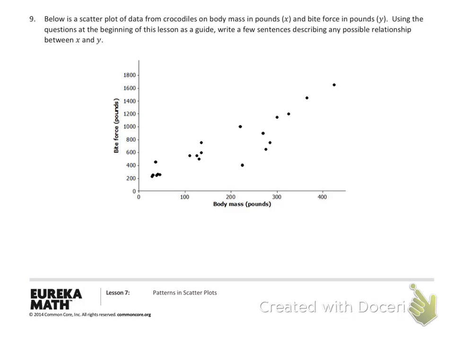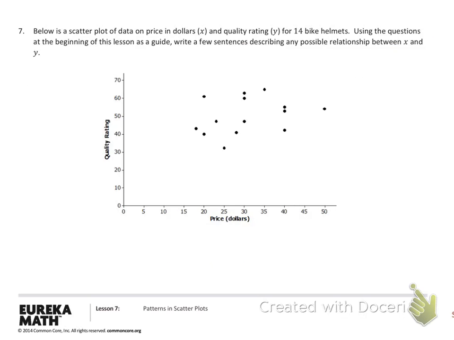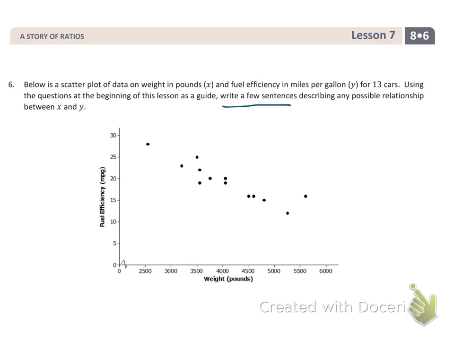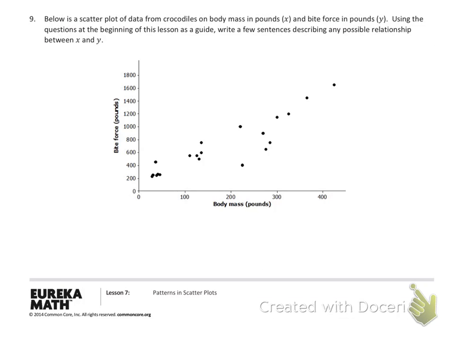And again, remember, another thing you can put in your description is whether it's a strong relationship or a weaker relationship. Let's compare this one to 8. That's a very strong relationship there. That's no relationship. And if you look at 6, that is probably a stronger negative linear relationship. And number 9 would probably be a weaker positive linear relationship, because there are more points that would be outside the line that we draw.